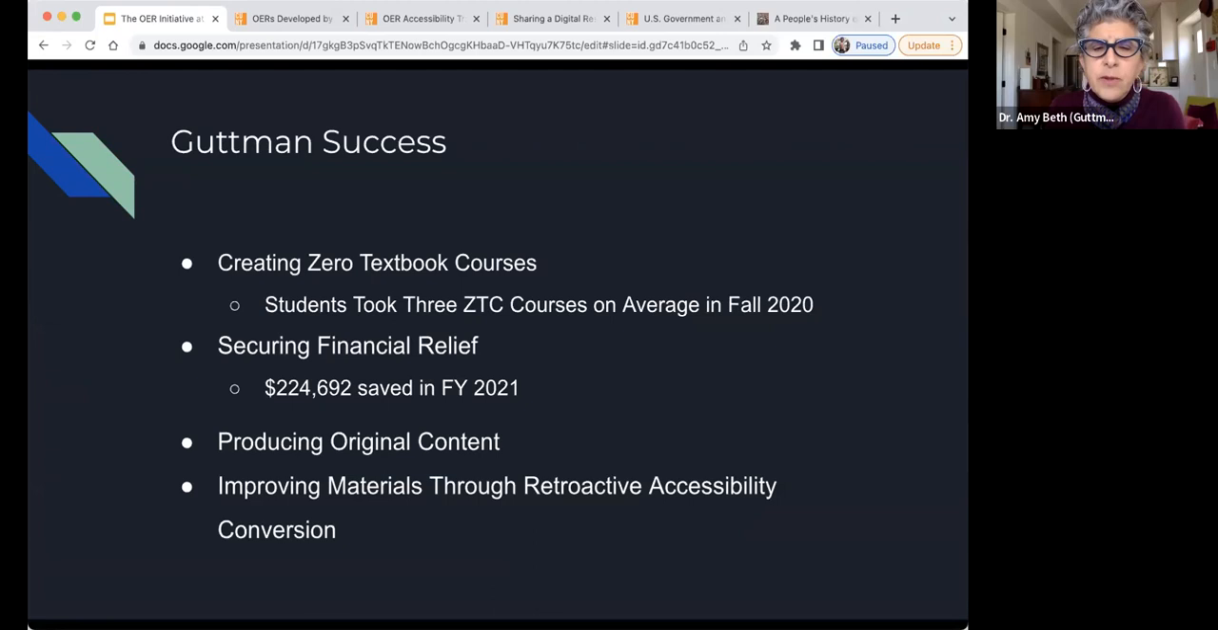Okay, just to give you a number, in FY 2021, $224,692 is the calculated cost that students did not spend on textbooks because their faculty members offered OERs in place of the cost of a print or an online physical purchased textbook.